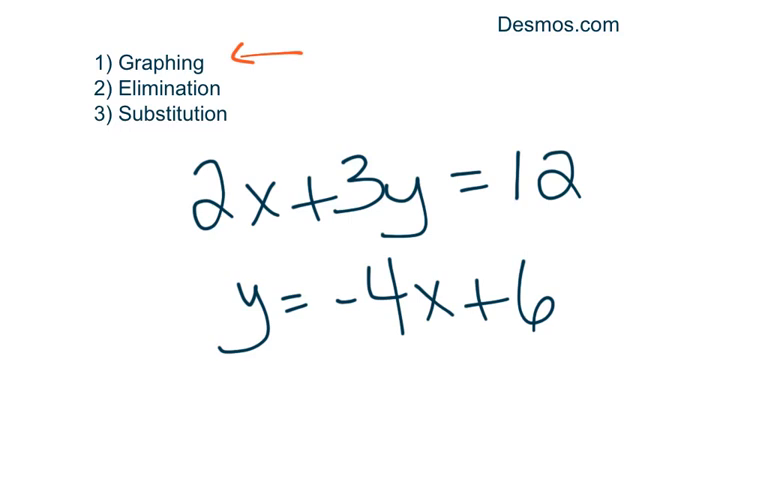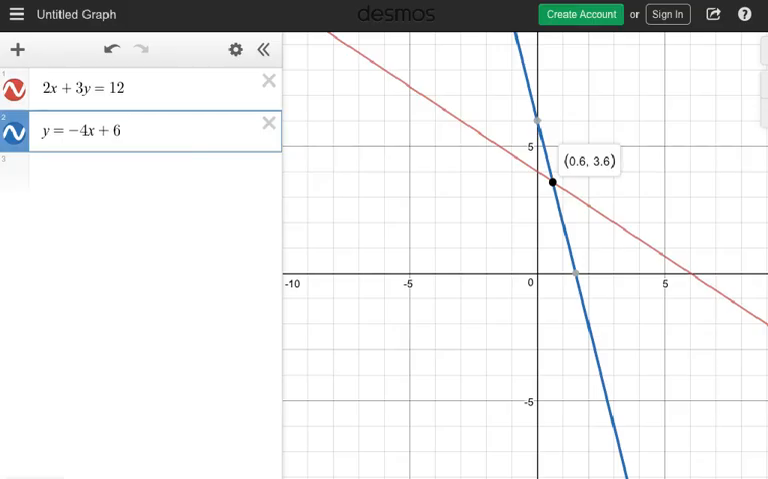When you are graphing two equations, the entire concept is that where they intersect is the solution. Every two lines intersect in exactly one point, and that one point is what we're looking for. So let's go ahead and graph these two equations, and I'll show you what I'm talking about.